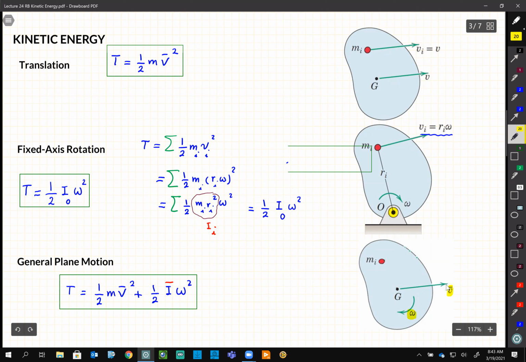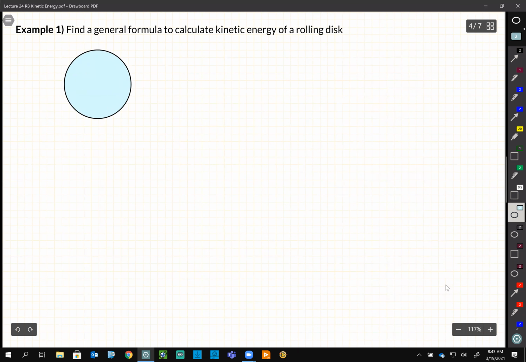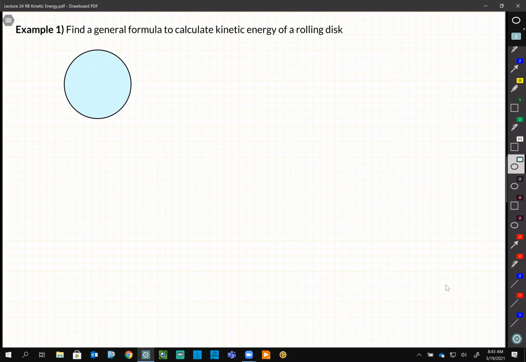So let's see them in action. For example 1, you want to find the general formula to calculate kinetic energy for a rolling disk. Super, super easy. Try to solve it and then compare your solution with me. We have a disk and it's rolling without slipping. Try to think how it can be solved.